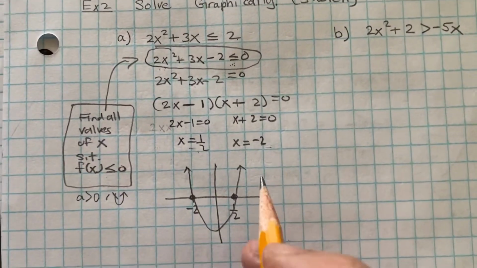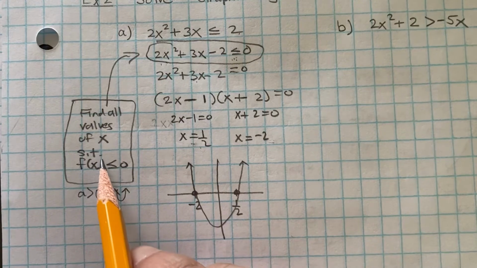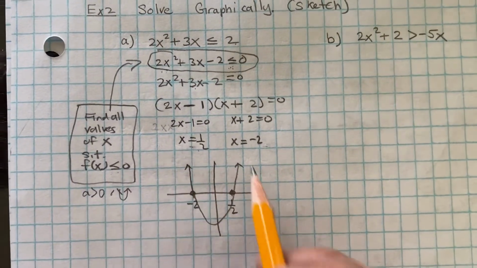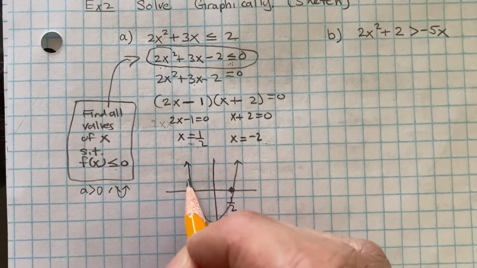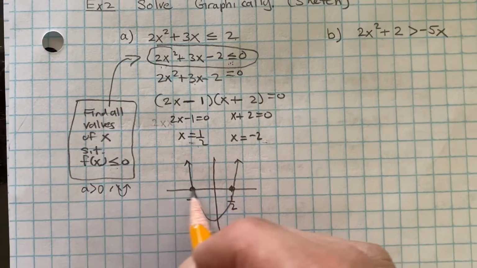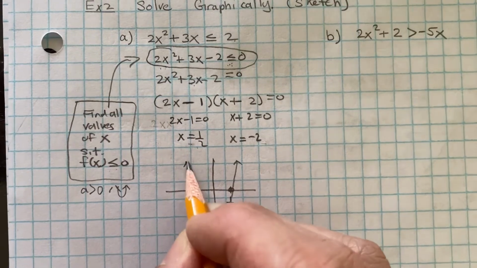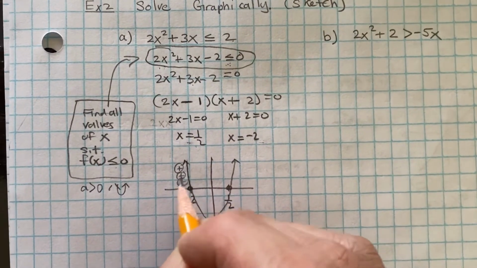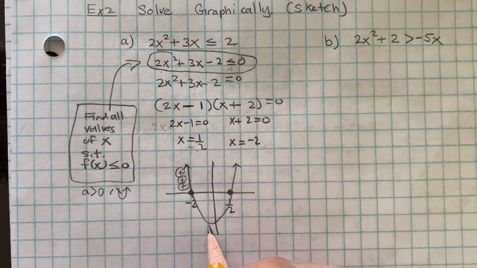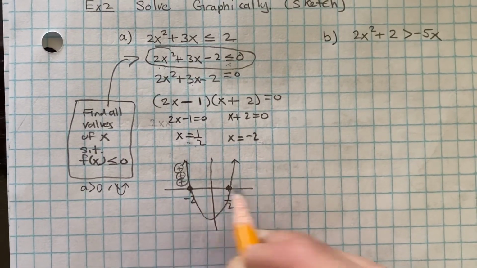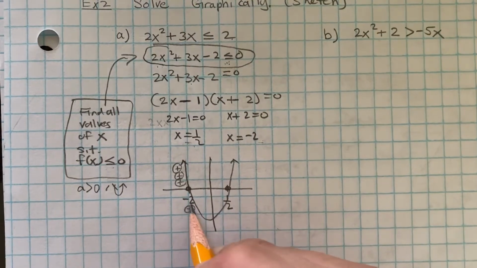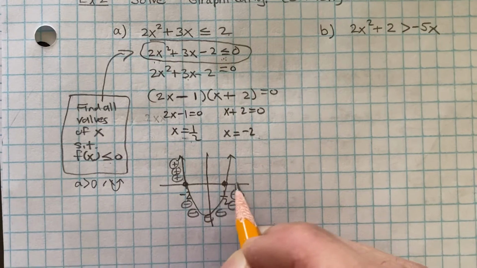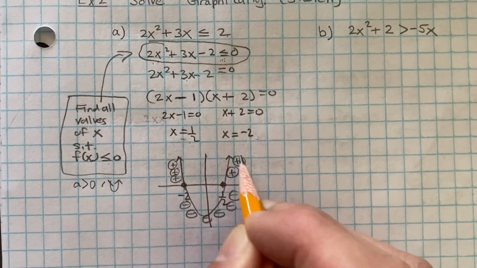If you think about it, I want to find all values of x such that f of x is less than or equal to 0. So take a look at your graph. To the left of negative 2, is the y value positive or negative? Clearly the y value is positive. Now, once I go past negative 2, going this direction, the y value of the graph is negative, negative, negative, negative. And then once I go past 1/2, the y value goes positive.